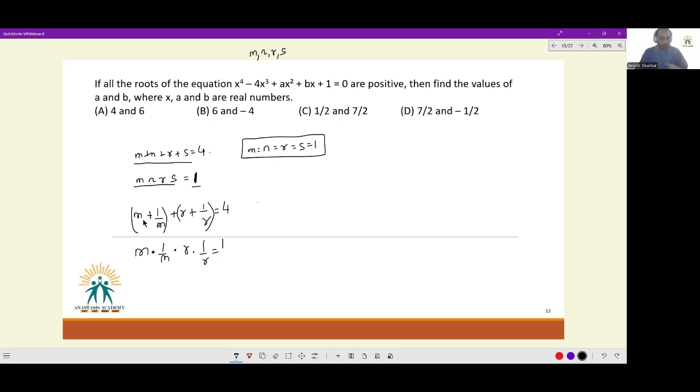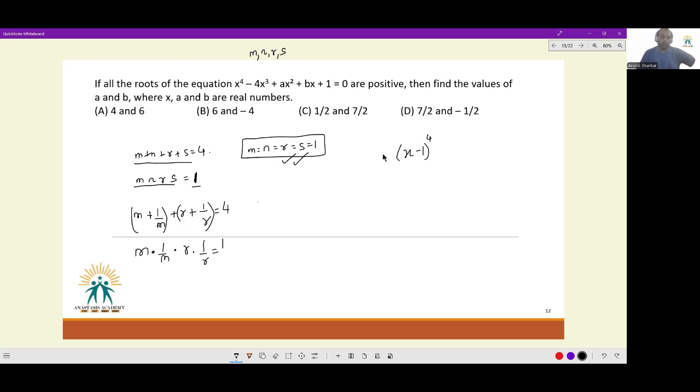Now, for a number plus its reciprocal, the minimum value that it can take when they are real numbers has to be 2. And when do you get 2? When m is equal to 1 and r is equal to 1. That should lead you to the insight that m is equal to n is equal to r is equal to s is equal to 1, which means all the 4 roots are 1, which means we are essentially dealing with x minus 1 whole raised to the power 4.